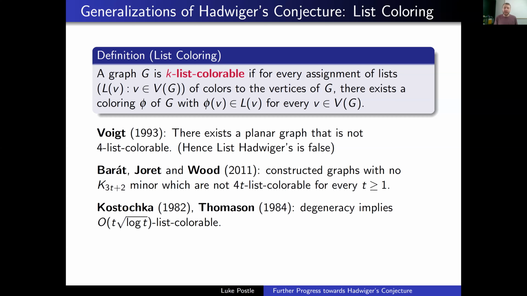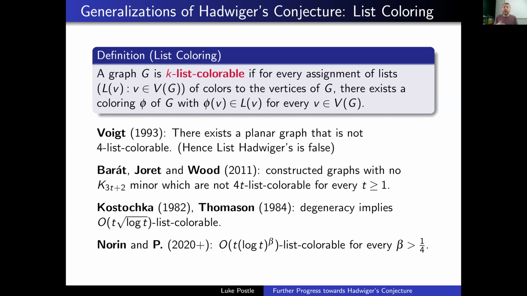And again, the Kostochka and Thomason bounds, degeneracy implies t root log t list colorable. So that was the best known bound, again, for a very long time. But then with Sergei, he and I were able to also extend that quarter result with some extra new ideas to work for list coloring. So the t log t to the beta list colorable for every beta greater than a quarter. And that's where we were at.